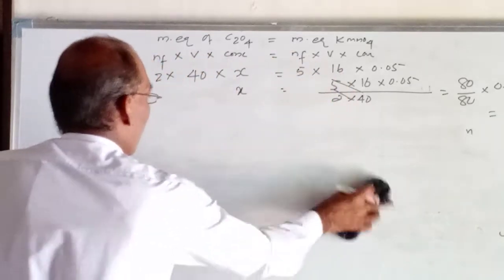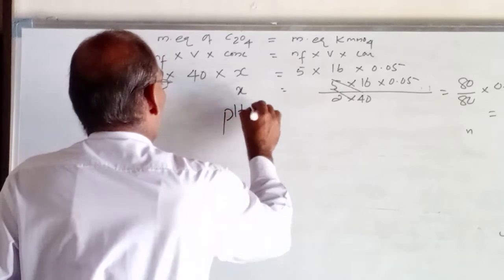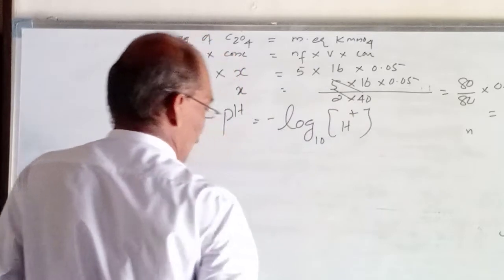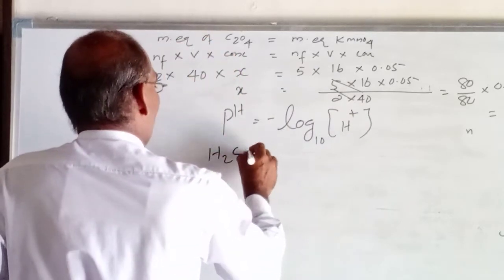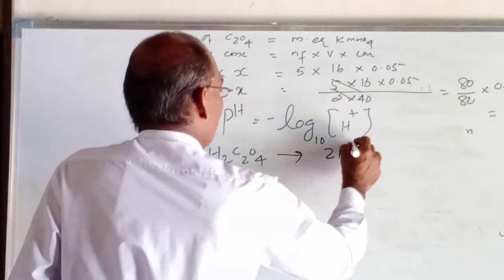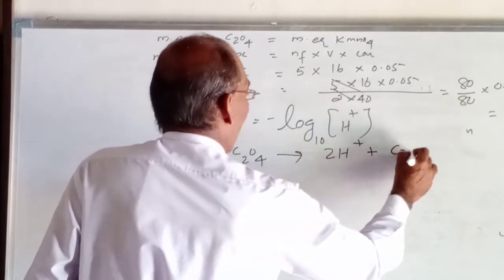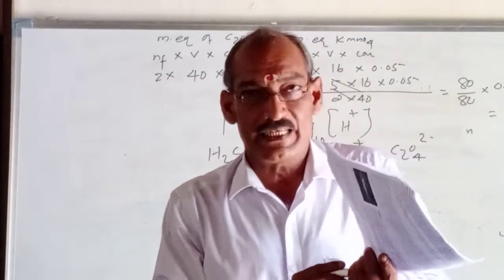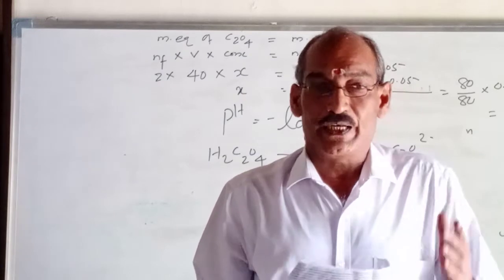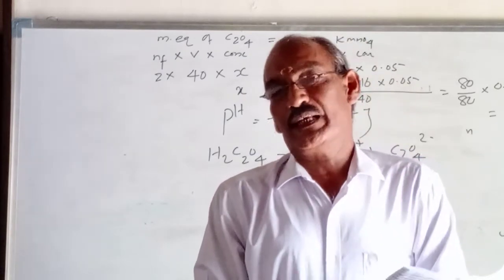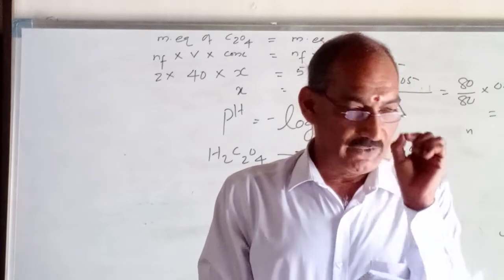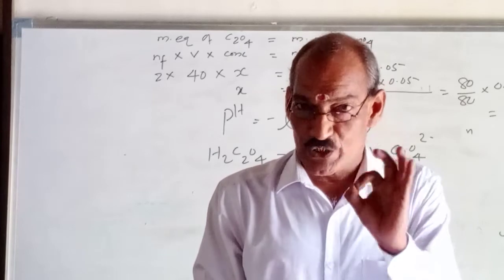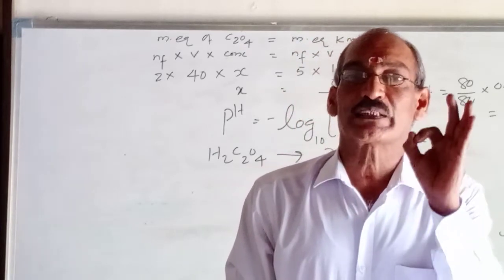What is pH? pH is the negative logarithm to the base 10 of the hydrogen ion concentration. Here the acid is H2C2O4. Assume this acid undergoes complete ionization. That is given in the question paper. Oxalic acid is weak and undergoes partial ionization. Hence, in the question paper, within the bracket in the last part of the question, they have given that assume oxalic acid undergoes complete ionization.